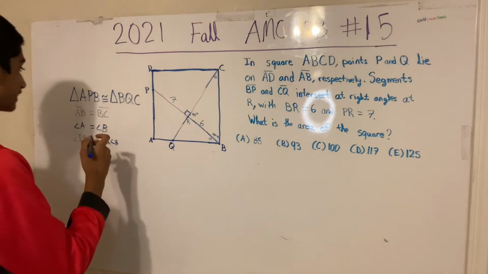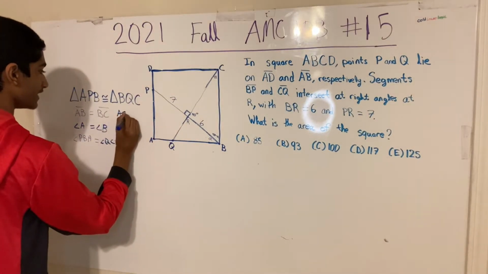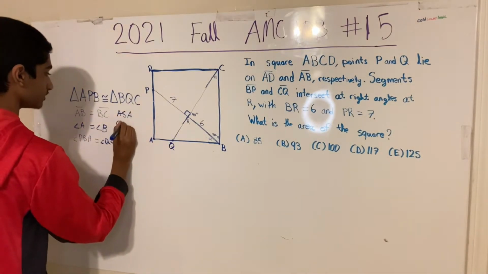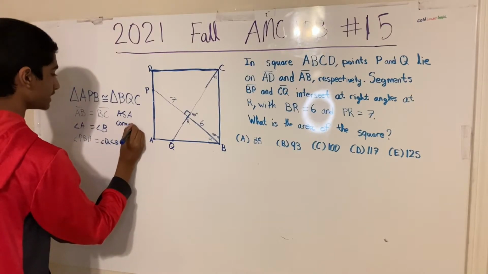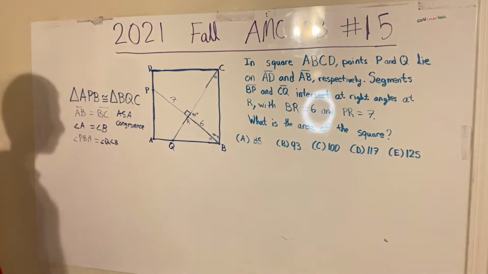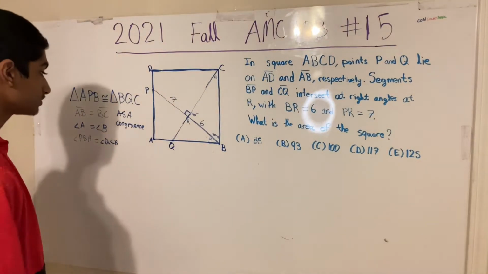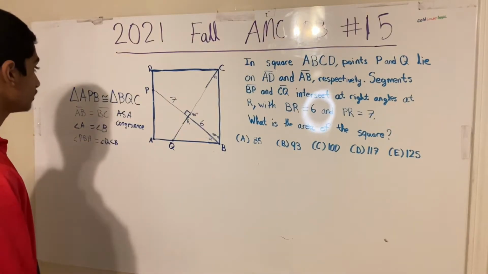And now, because we have two angles and one side, we can call this an angle-side-angle congruence. So therefore, the triangles are equal. And this part isn't super important to this problem, so that's why I kind of rushed that.